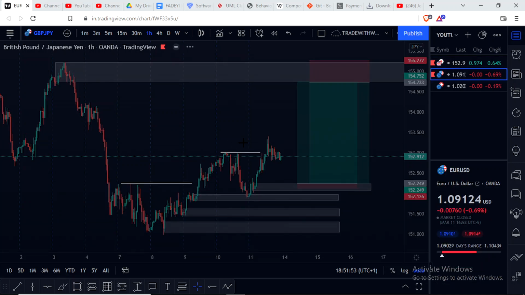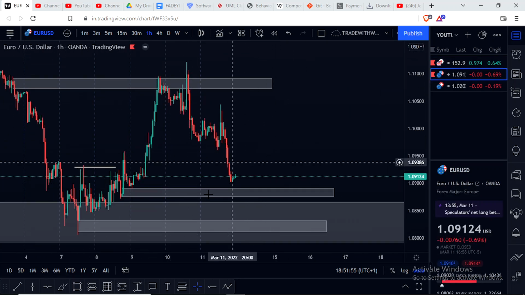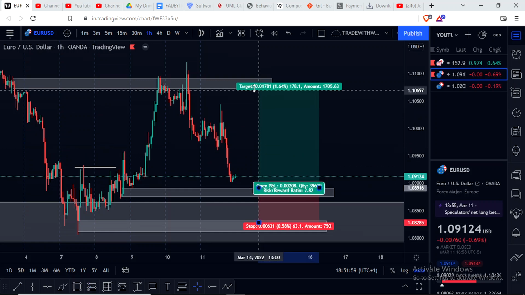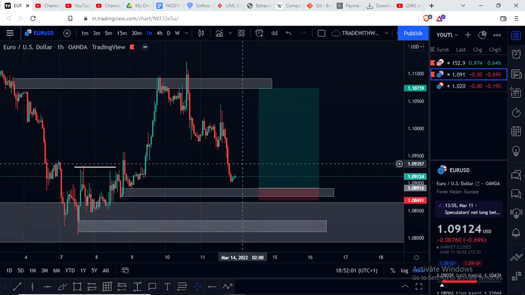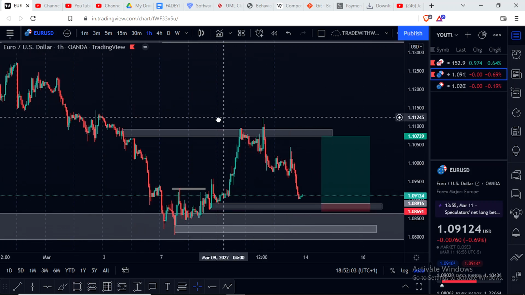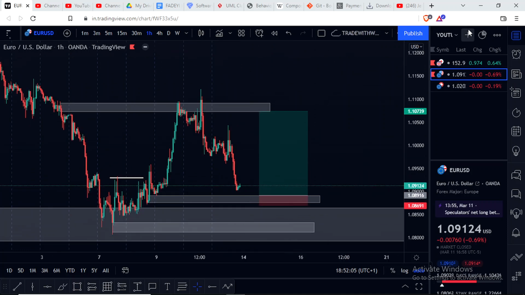You have to be fluid in these markets. This one has almost tapped into this zone. You have to be sure of your confirmation before jumping into the trade like that. So I think that will be all for now.